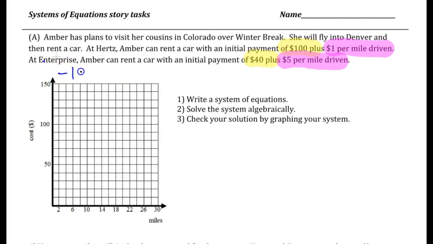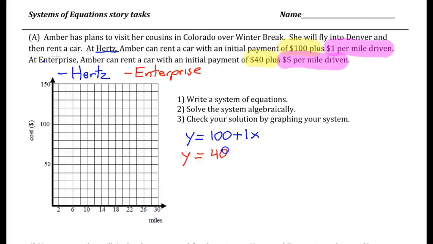So we're going to have two graphs here, one for Hertz. Alright, and I'll color code these. Enterprise. So we have Hertz, Amber's driving Hertz, and it's going to be $100 plus $1 per mile. And Amber also can rent over here at Enterprise, but it can be $40 to start, but $5 per mile. Okay.